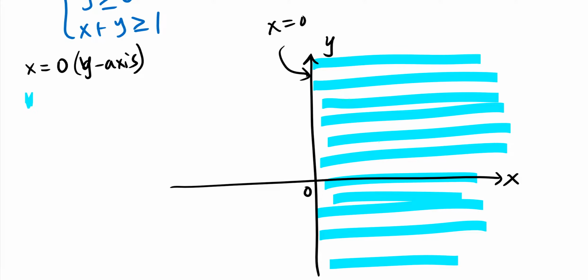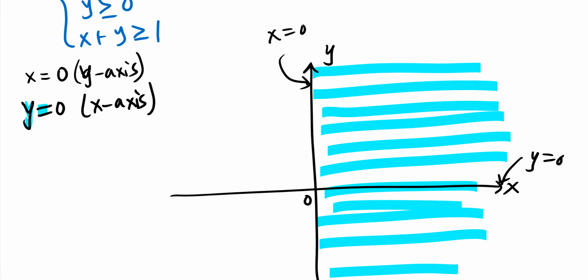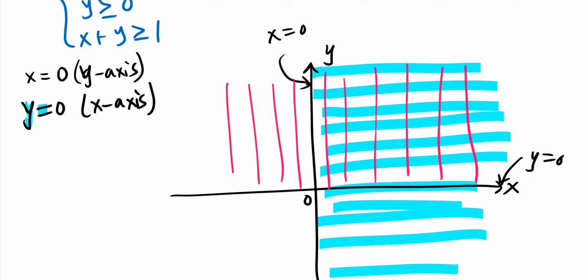The second one, y equals 0. So y equals 0, that's the x-axis. Is it above it or below it? It says bigger than or equal, so it's above it. So we're going to shade the region above the line, above y equals 0. Okay, that's for the second one.